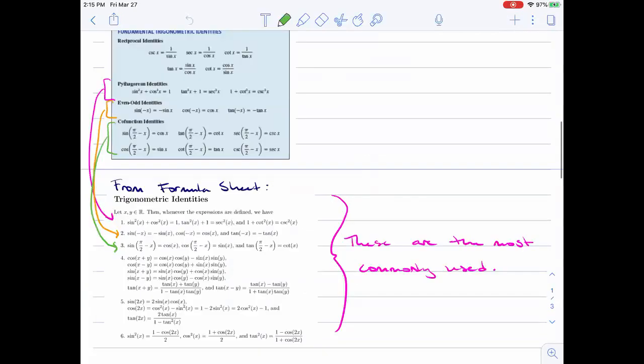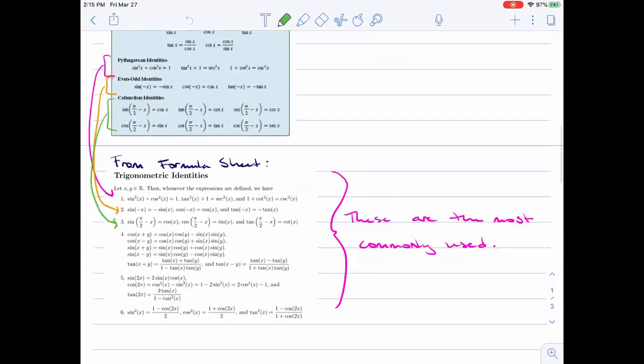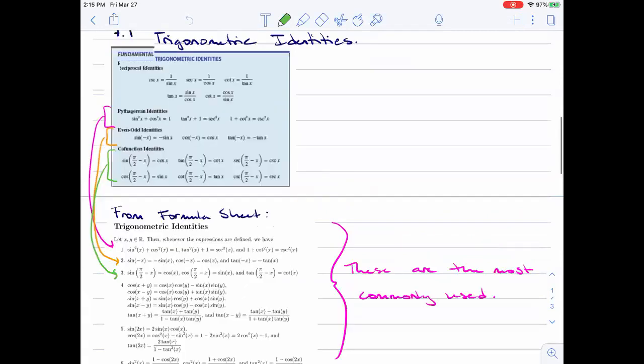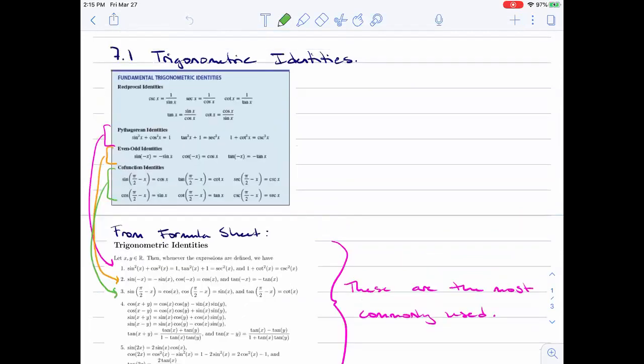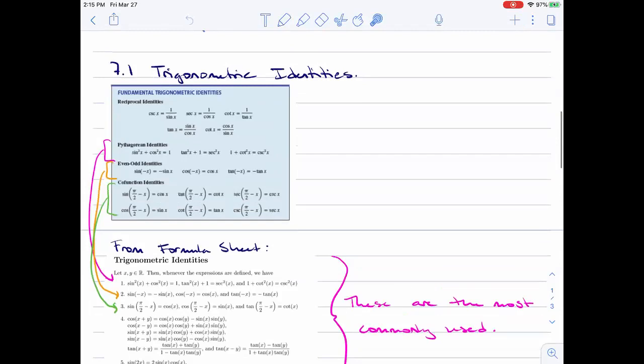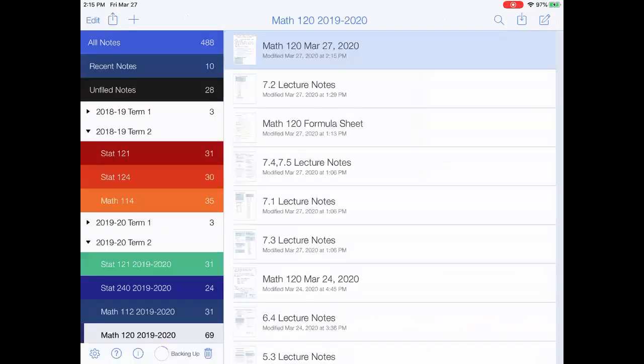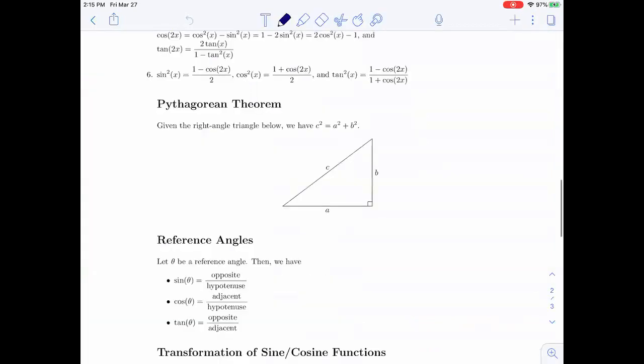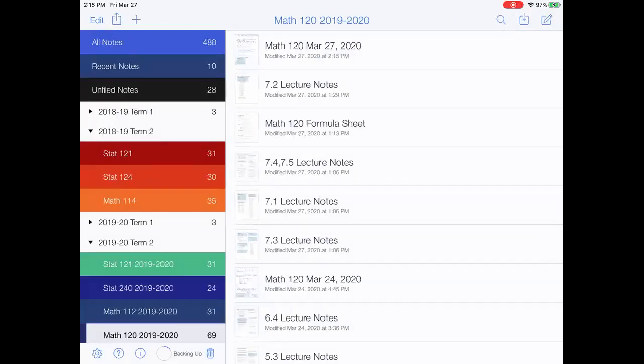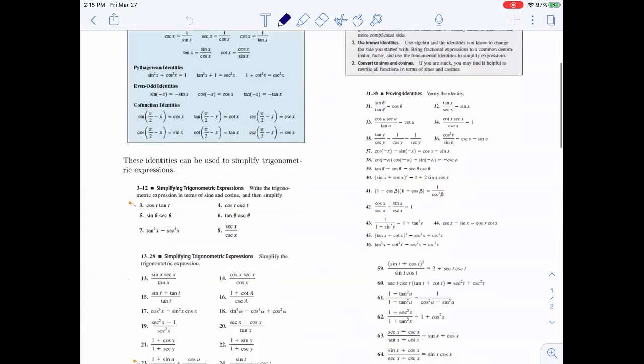So if they're on the formula sheet, then you should probably spend some time recognizing those. Otherwise, if you have all these identities available to you, then you can work through the problems, but it's not something to memorize. Okay.